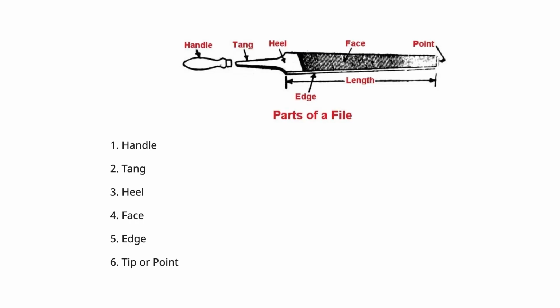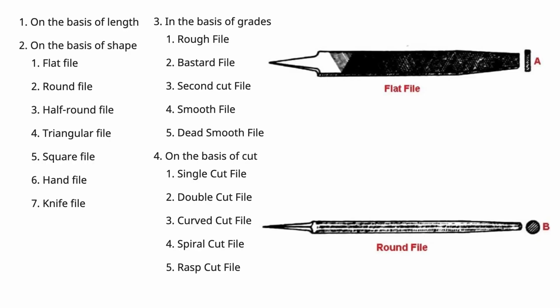Again, in the next slide we'll discuss the types of file tools and their classification. While making a selection of a file for a specific job, some important or salient points should be considered. In other words, we can say that files can be classified in various categories.